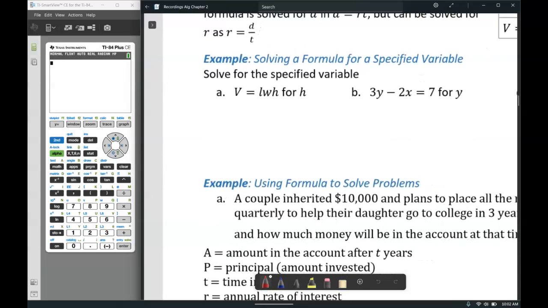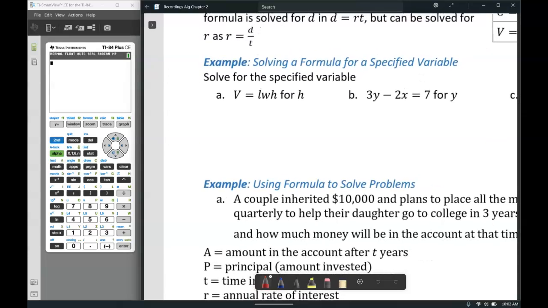Now, there's no hard and fast, clean-cut set of rules that we can use. It's more of a combination of using our addition property of equality as well as our multiplication property of equality in order to manipulate the equation based on the setting that we're given.